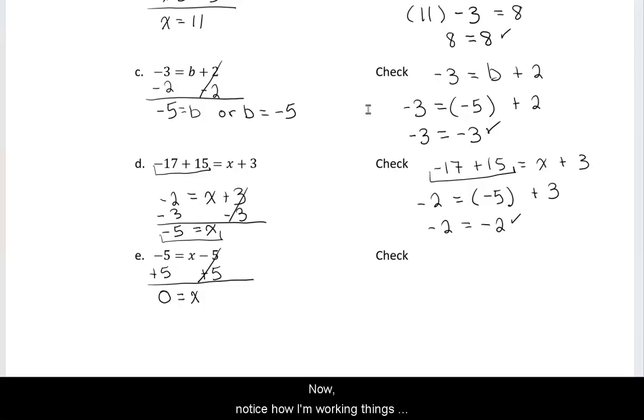Now notice how I'm working things vertically, and I do that very purposefully because it's much easier to follow your steps if you do it vertically. So please follow this process. You may have more experience working horizontally, but as problems get more and more complex, working horizontally is extremely difficult to keep track of and stay organized. So the likelihood of making mistakes is really big. So please make sure that you're doing the vertical calculations.